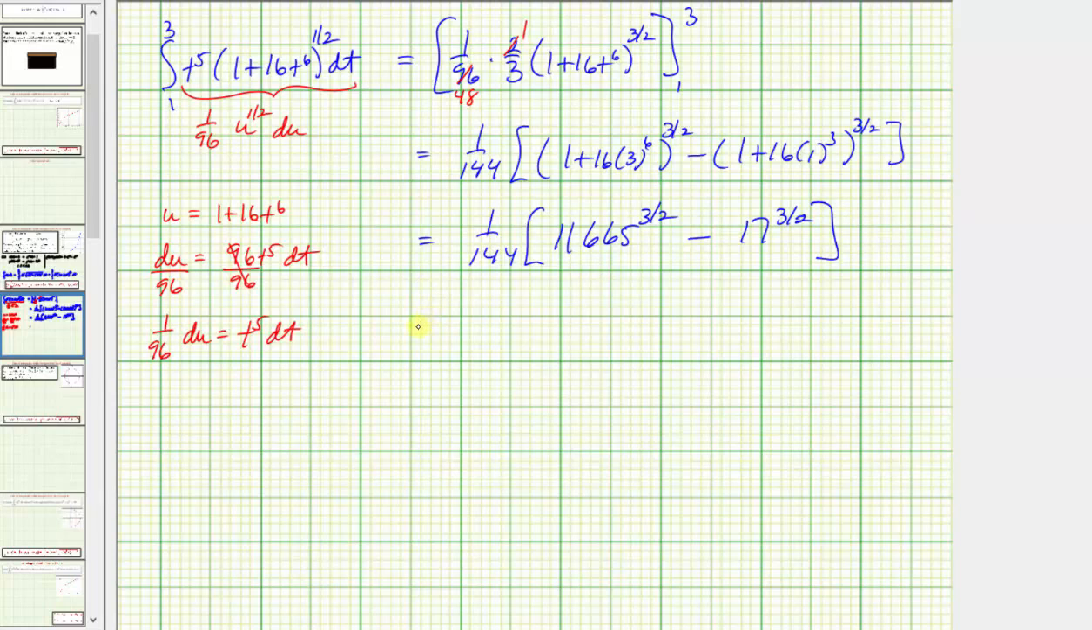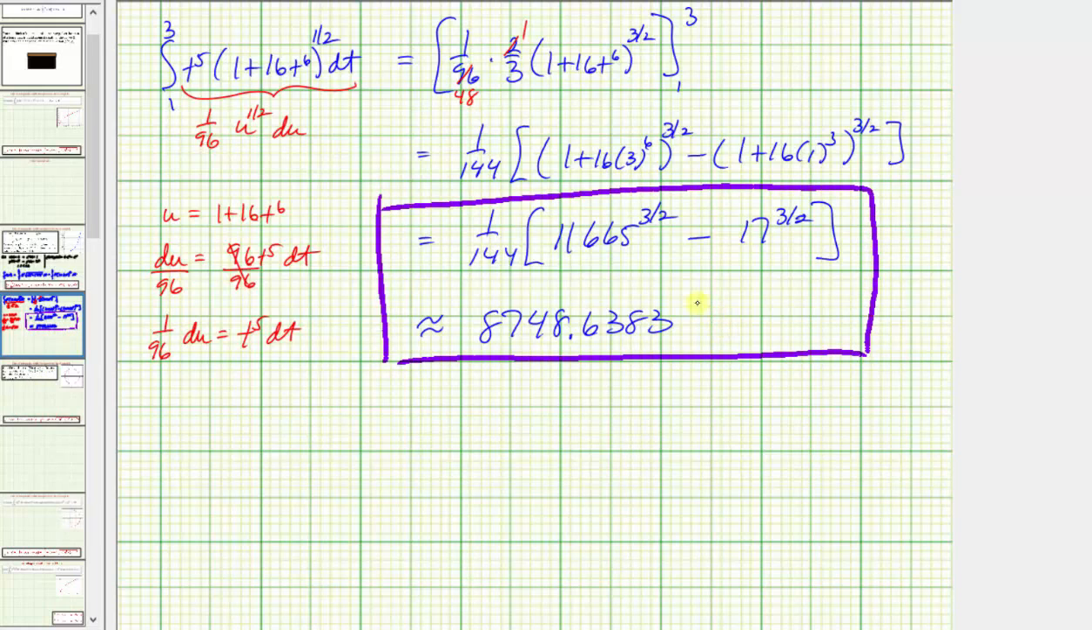As a decimal approximation, we would have 8,748.6383. And again, in this case, this would be the mass of the wire along the curve C. And we weren't given the units though, so we don't know if this would be slugs or kilograms, so we'll leave the units off.